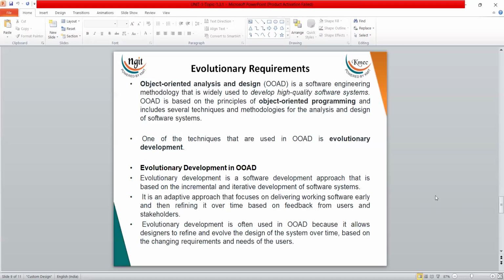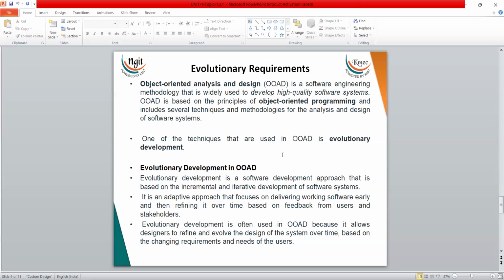Coming to the evolutionary requirements. Object-oriented analysis and design is a software engineering methodology that is widely used to develop high-quality software systems. It is based on the principles of object-oriented programming and includes several techniques and methodologies for the analysis and design of the software system. One of the techniques used in OOAD is evolutionary development. As we know, there are various types of software development lifecycle models.